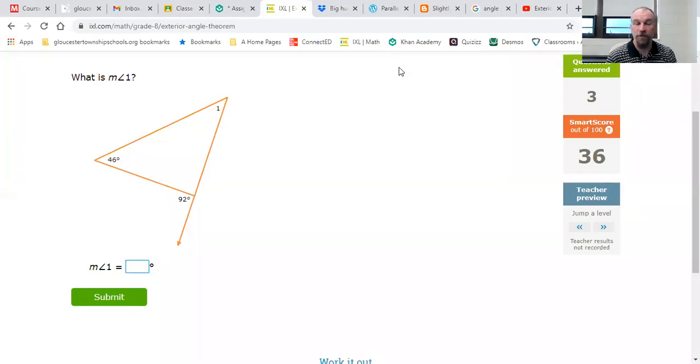And that works backwards too. So this time, instead of having both of the interiors and asking for the exterior, they give me the exterior and one of the remote interiors and ask me for the other one. So the idea still is that this angle, 46 degrees, plus this interior angle here will add to make 92. Well, 46 plus something is 92. I can write a formal equation. I could say 46 plus, I'm just going to call that x, is equal to 92, and solve the equation by subtracting 46.